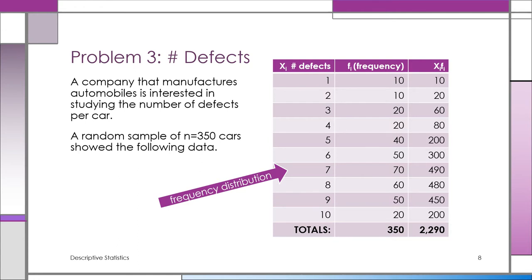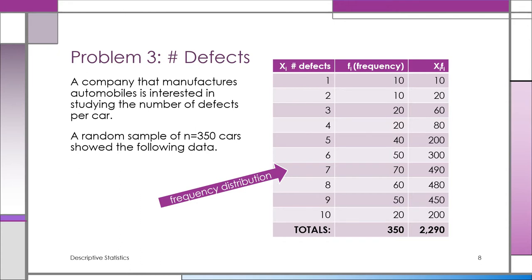was 350 cars. Just add up the frequencies, 10 plus 10 plus 20 plus 20, all the way to the last 20, and that's 350. So the sum of the frequencies, N, is 350. Notice that the total number of defects is 2,290. That's the total number of defects.